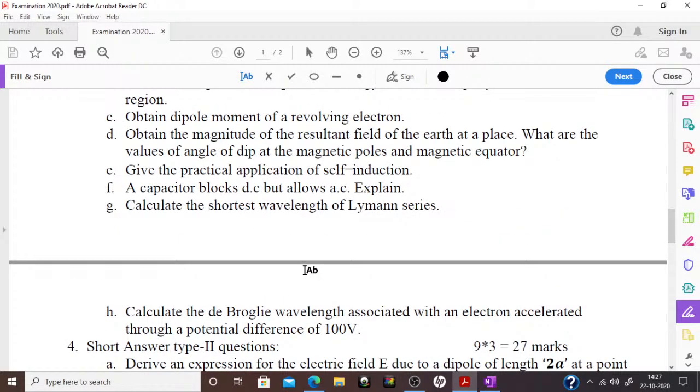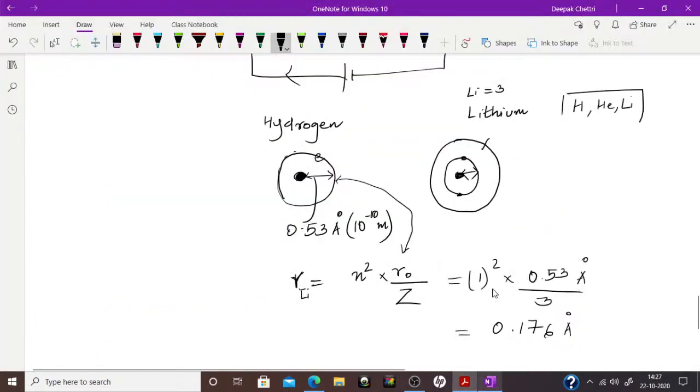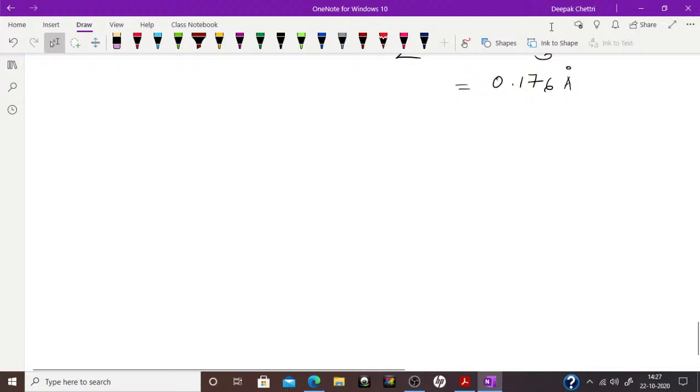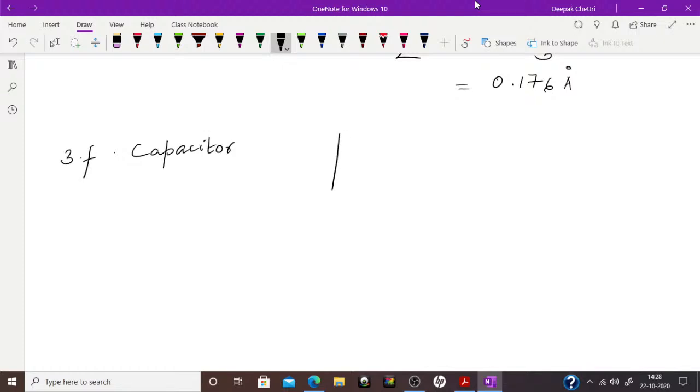A capacitor blocks DC but allows AC. Explain. We have done this, and I have given a note on this also. So what is a capacitor? It's a device that can hold charge. This is the symbol for a capacitor.